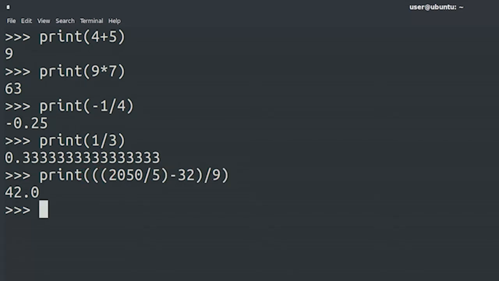You can also use Python to get squares, cubes, or any power of n of a number. For example, let's say we want to find out what 2 to the power of 10 is. To get Python to give us the answer, we use the double star operator.